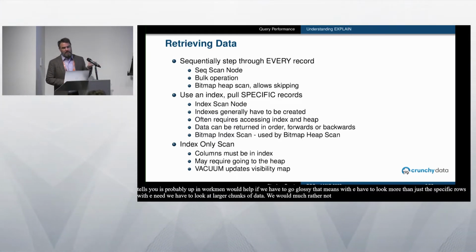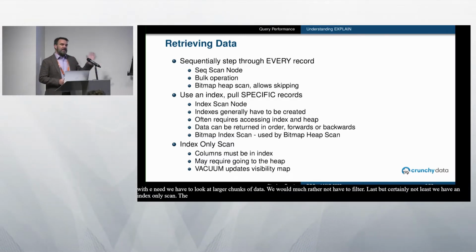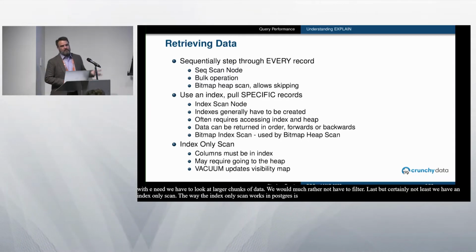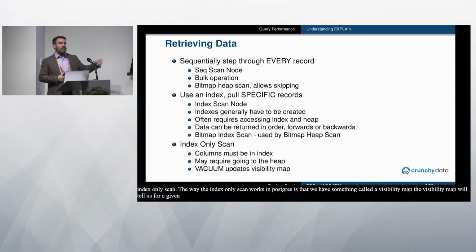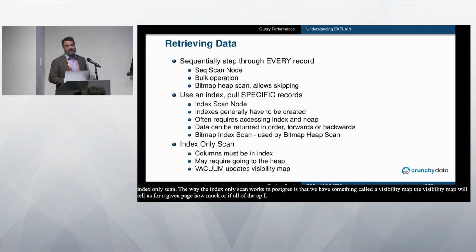Last but certainly not least, we have an index-only scan. So the way the index-only scan works in Postgres is that we have something called a visibility map. Now, the visibility map will tell us for a given page how much, or if all the tuples on that page are visible to all currently running transactions.